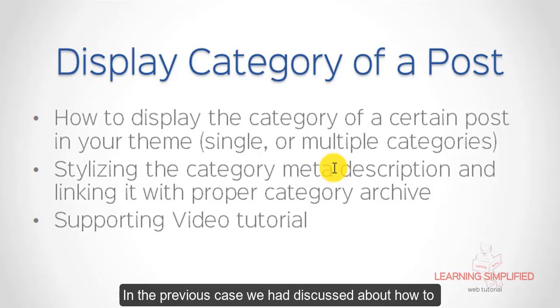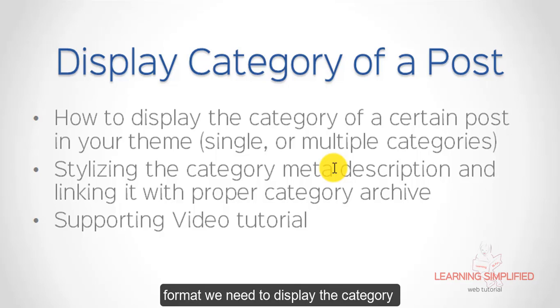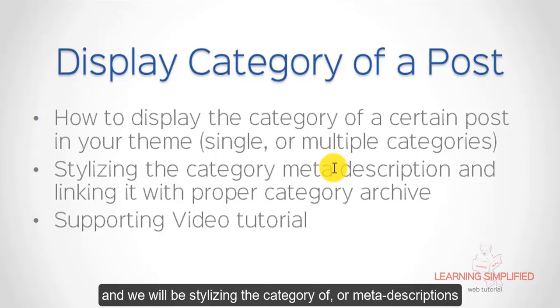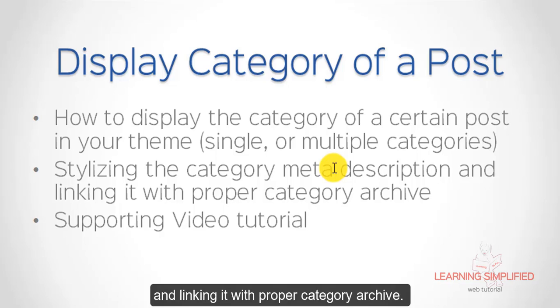Displaying the category of a post. In the previous case we had discussed how to display the timestamp and author's name and link to the author's archive on a particular post. But in this case we will also reveal how to display the category of that particular post, whether it is in a single format or in a multiple format. We need to display the category of the post to which it belongs, and we will be styling the category of the meta description and linking it with the proper category archive.